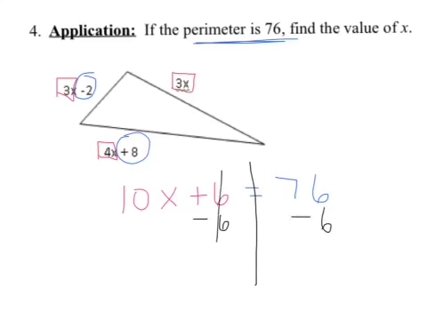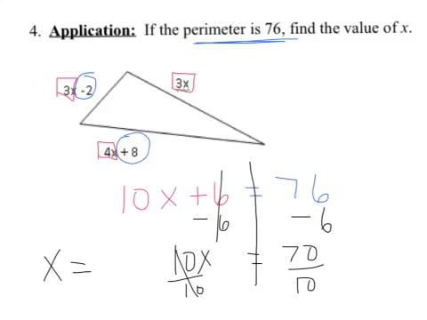Cancels here, left with 10x equals 70. Divide by 10 on both sides, so I get 1x equals 70 divided by 10, which is 7. Put a star if you got that right. If you didn't, go ahead and fix it now.